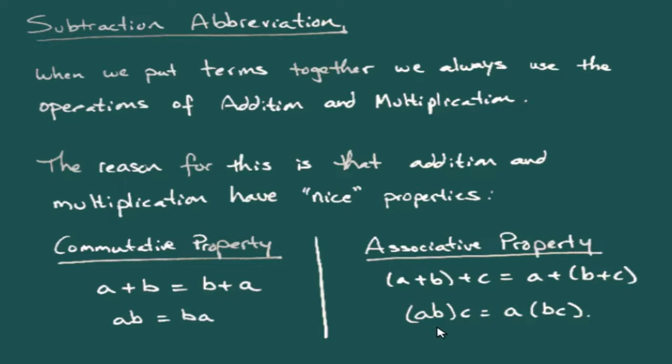The same thing holds for multiplication. If we have a times b times c, we can do a times b and then multiply by c, or we can do b times c and then multiply by a, and that's still going to give us the same answer. So 2 times 3 times 4 is going to be the same thing as 3 times 4 times 2. And so the order doesn't matter with that. Those are two really, really nice properties to have. And so addition and multiplication do possess those properties.